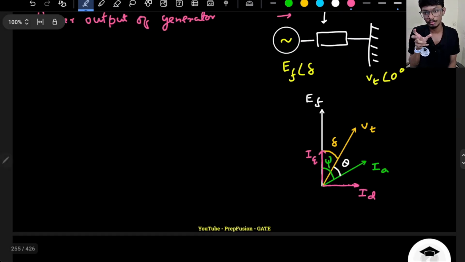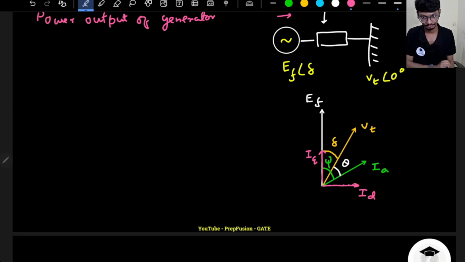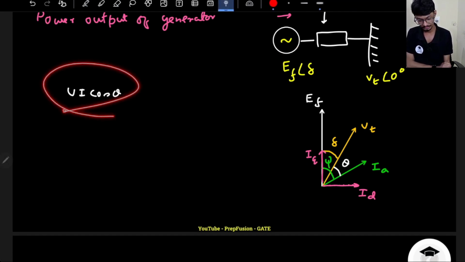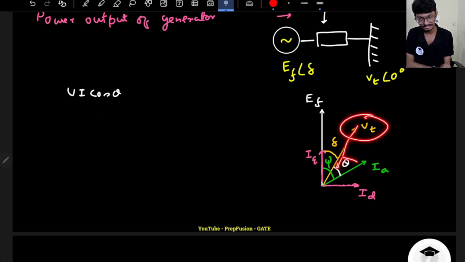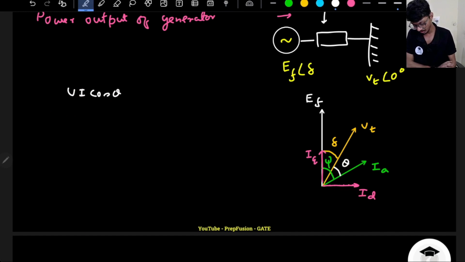And we know, how do I find out the power? Basically, power is V into I into cos of theta. What does it mean? The current and the voltage which are in phase, multiplied by the cosine of that angle, will give me the power. So I have to find out individual powers.